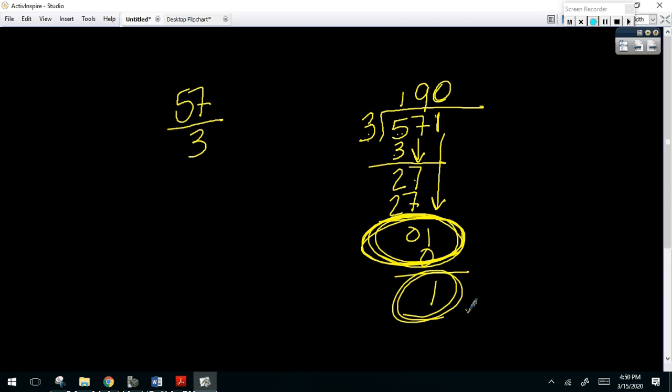So another way to write a remainder is to write it as a fraction of what's out here. So actually, this would be 190 and 1 divided by 3. It's the remainder over what you divided by. And we're going to still use that same concept as we do polynomial long division also, okay? All right, let's set it up and let's go.